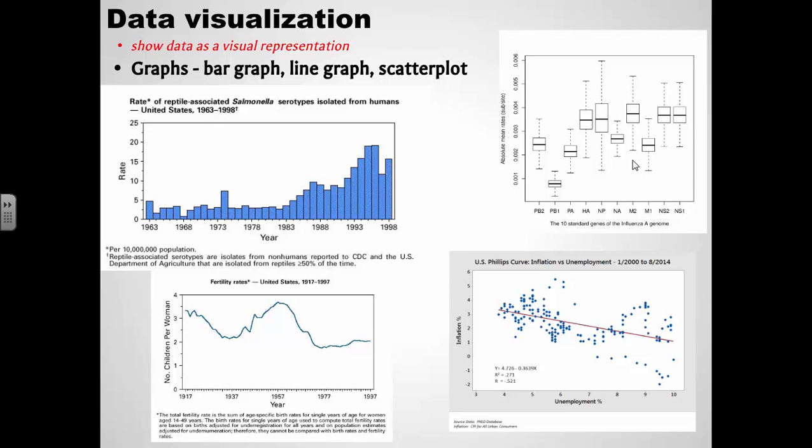What type of graph is this? Bar graph. Do you call it anything different? What do you call it in math? Do you call it a bar graph? Or histogram? Okay, if we're looking at frequencies. But yeah, this is a bar graph. It shows us the rate of salmonella over time.